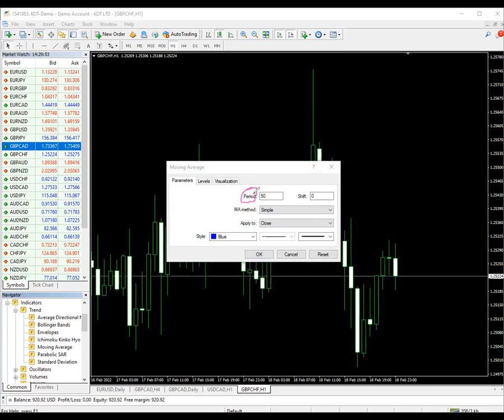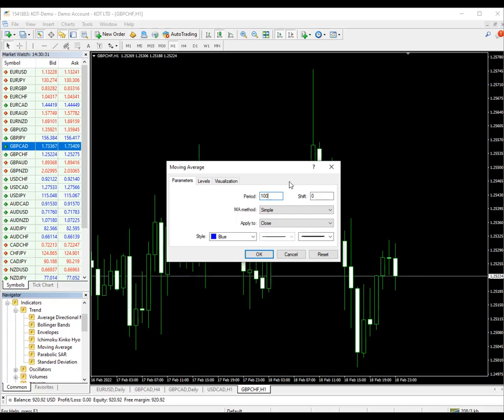So if I use this 50 here as the period, it means it's going to calculate the last 50 candles. If I change this period to 25, it means it is going to calculate the last 25 candles, continuously. If I put 100 over here, it means it's going to calculate the last 100 candles. That is what its calculation is going to be.